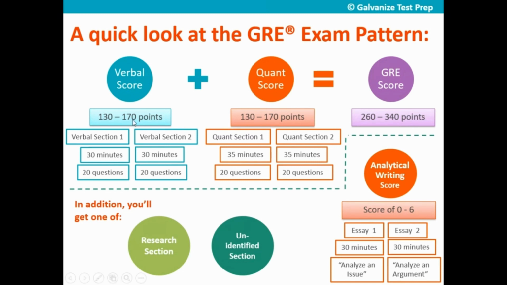Now, to get into the detail of each of these, verbal and quant, your verbal score is between 130 and 170 points. Why it starts at 130 is because that way the lowest score you can get is a 260, and that just makes you feel better than if you got 0. But effectively, that's what it means. Put together, you can get a maximum of 340.